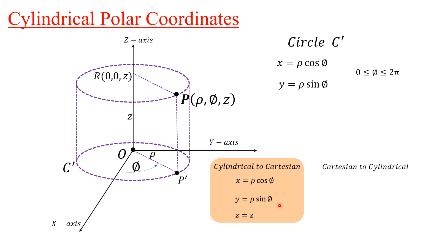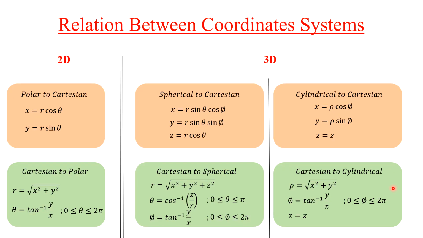And if you know the Cartesian coordinates, then by using this relation we can get the cylindrical polar coordinates. Rho is equal to the square root of x squared plus y squared, which is clear from these two equations. Then phi is equal to tan inverse of y by x. If we divide y by x from these two equations, we get phi equal to tan inverse of y by x, and z is equal to z. This is how we can get cylindrical polar coordinates from Cartesian coordinates.